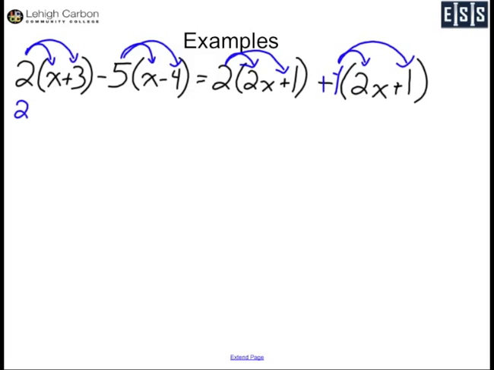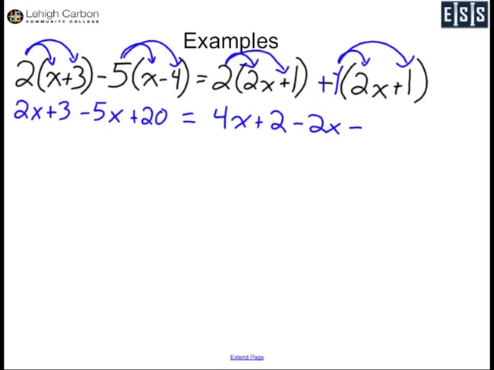So now we have 2x plus 3 minus 5x plus 20 equals 4x plus 2 minus 2x minus 1. So that was step 1 with our grouping symbols. Step 2, combine like terms on each side of the equal sign. On the left side, 2x and negative 5x makes negative 3x. This 3 should have been a 6. There's an example of what not to do.